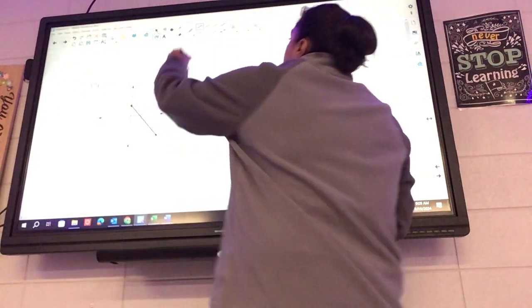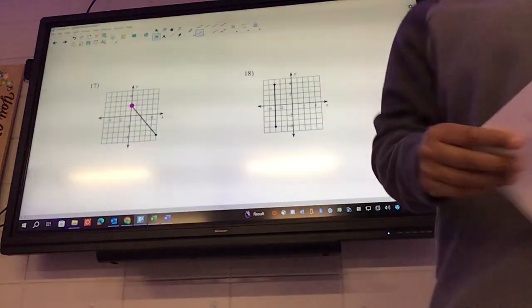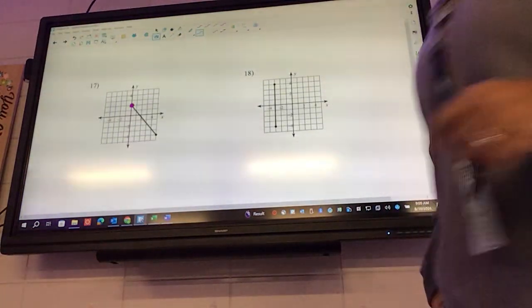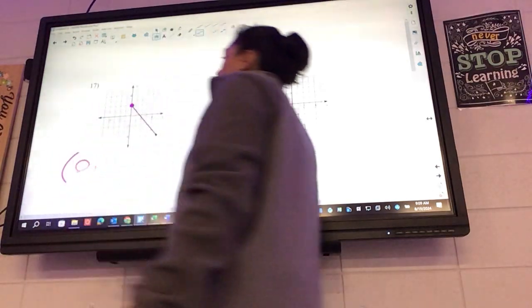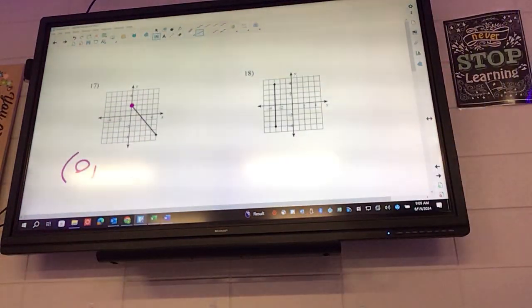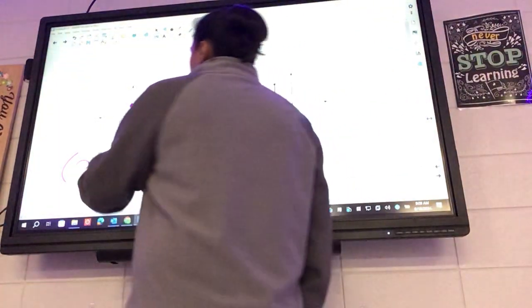Okay, 17. Let's start with this taller dot. How many am I going left or right? 0. We can't say none. Why can't we say none? Because that's not the number. Okay, and then up or down? Up, how many? 2. Good job.